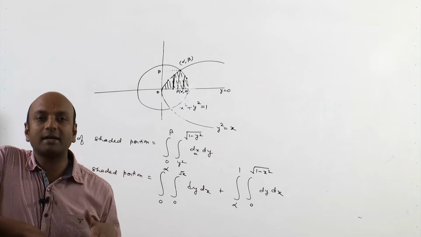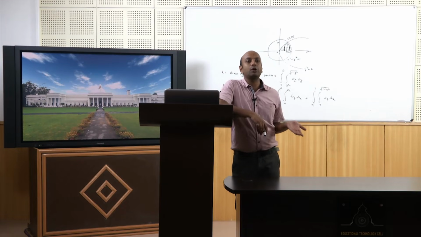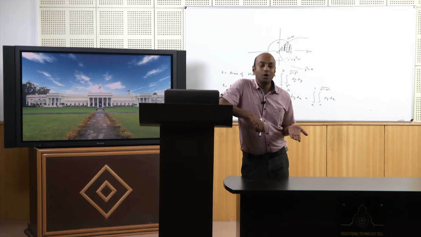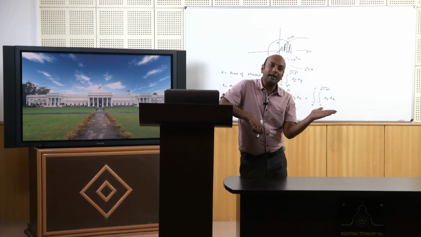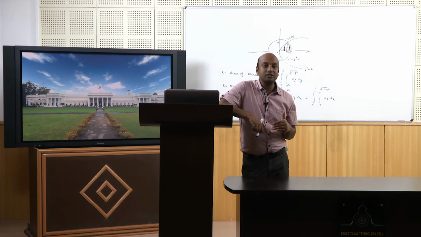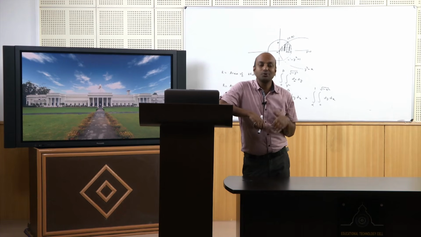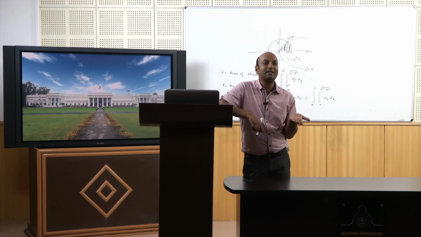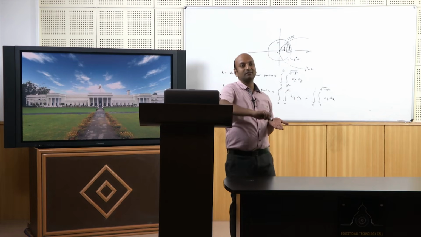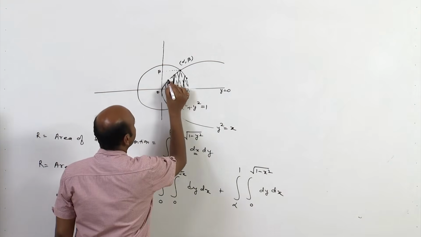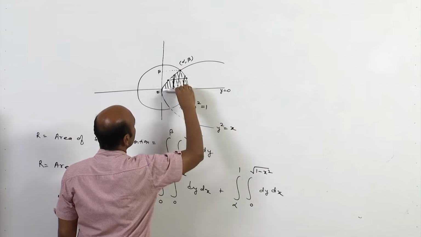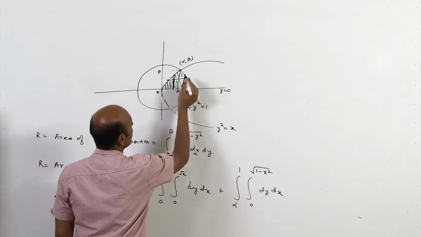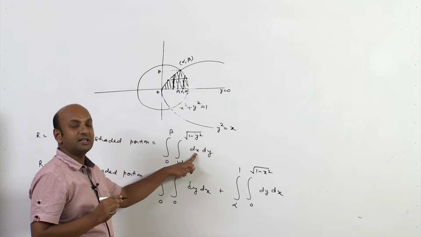So, whenever you take a strip either parallel to x axis or parallel to y axis, you move that strip in the entire region. If the lower and the upper bound of the region are not changing, we do not need to split the region. If it is changing, then we have to split the region. In the same way, if we take a strip parallel to x axis for this portion and move this strip in the region, the lower and the upper curve are not changing. So, there is no need to split the region.